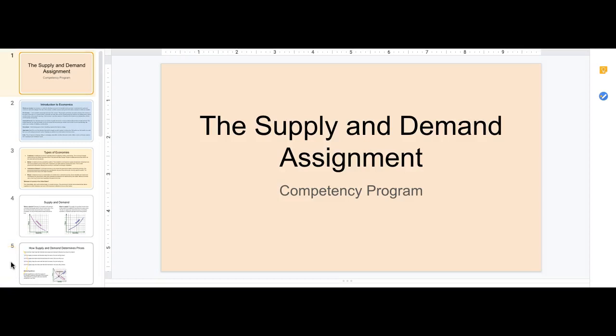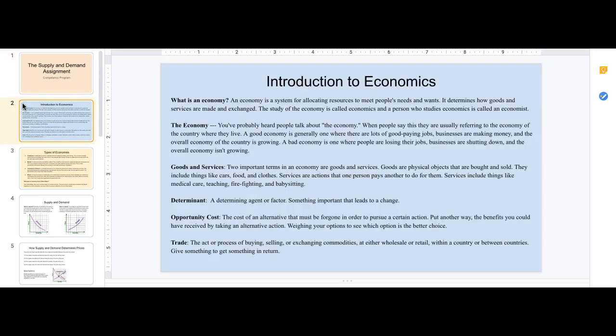Hello students, this is a tutorial on how to complete the supply and demand assignment. In slide 1, it just indicates the assignment that you're currently working on. Slide 2 is an introduction to economics, so you can see numerous terms that you will see as you complete the assignment.